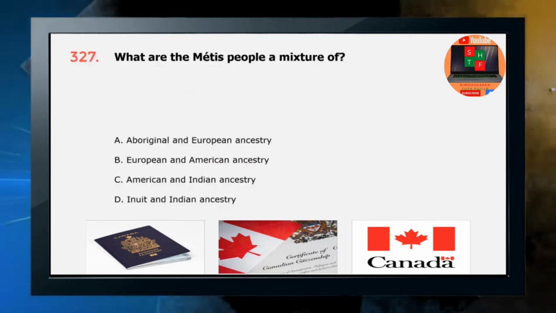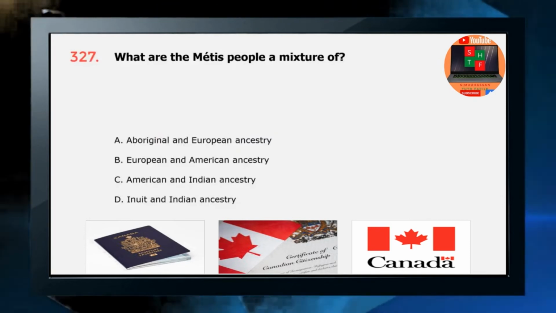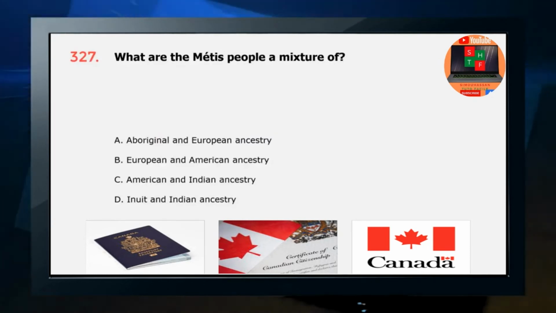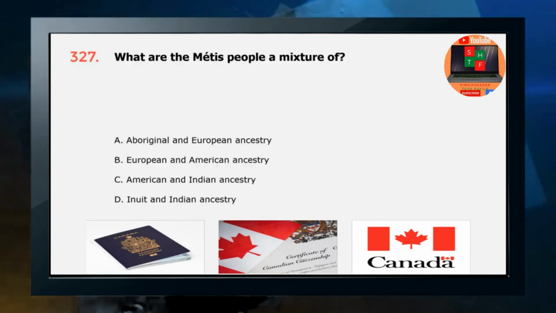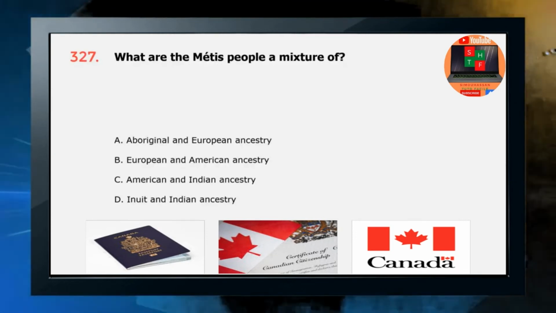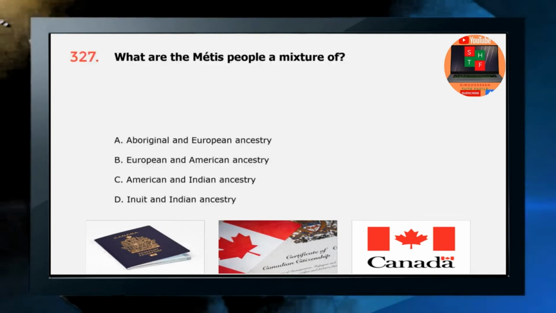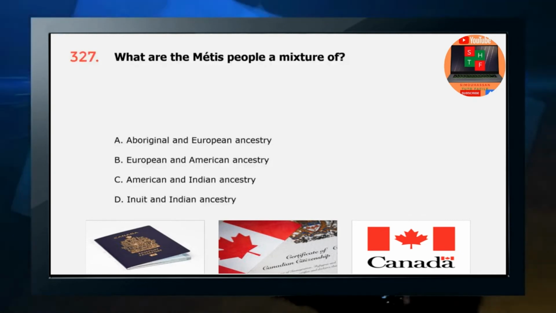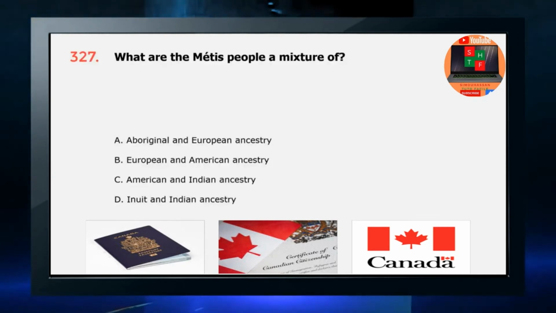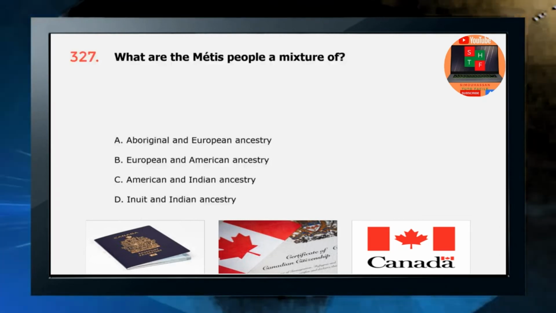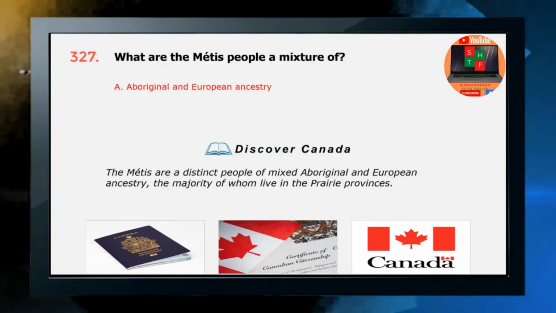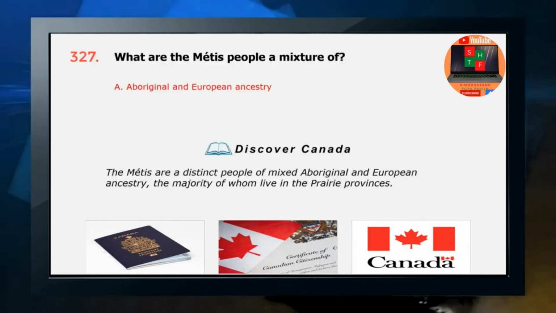Question 327. What are the Métis people a mixture of? A. Aboriginal and European ancestry. B. European and American ancestry. C. American and Indian ancestry. D. Inuit and Indian ancestry. The answer is A. Aboriginal and European ancestry.